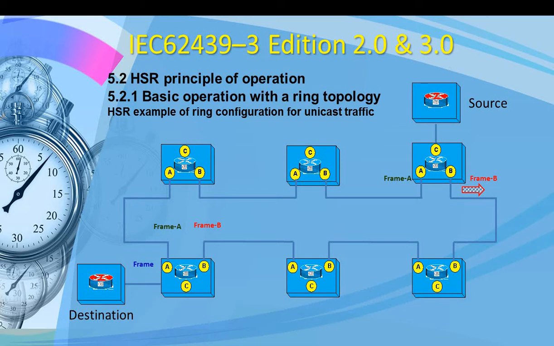IEC62439-3 edition 2 and 3 regarding HSR are almost the same. Here is the HSR network, which is a ring topology. For the unicast traffic, for example, this is the source and here is the destination. Let's see how traffic is sent through the HSR network to the destination.